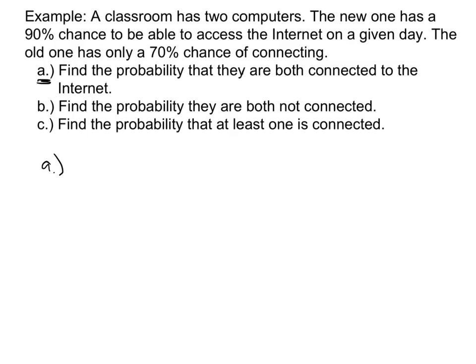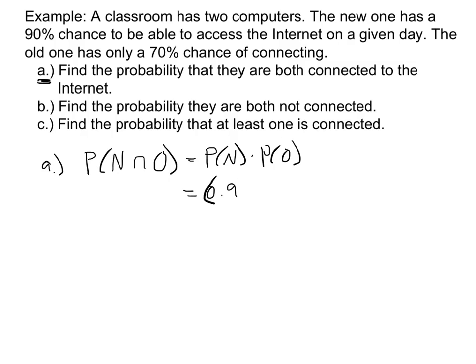Right? So for question A, this first one here, find the probability that they are both connected to the internet. Right? So how am I going to find the probability that both the new one and the old one are both connected to the internet? Well, if these really are independent events, then I can do the probability of the new one times the probability of the old one. That would be 0.9 times 0.7, which is 0.63. So there's a 63% chance that both of them will actually connect on a given day.